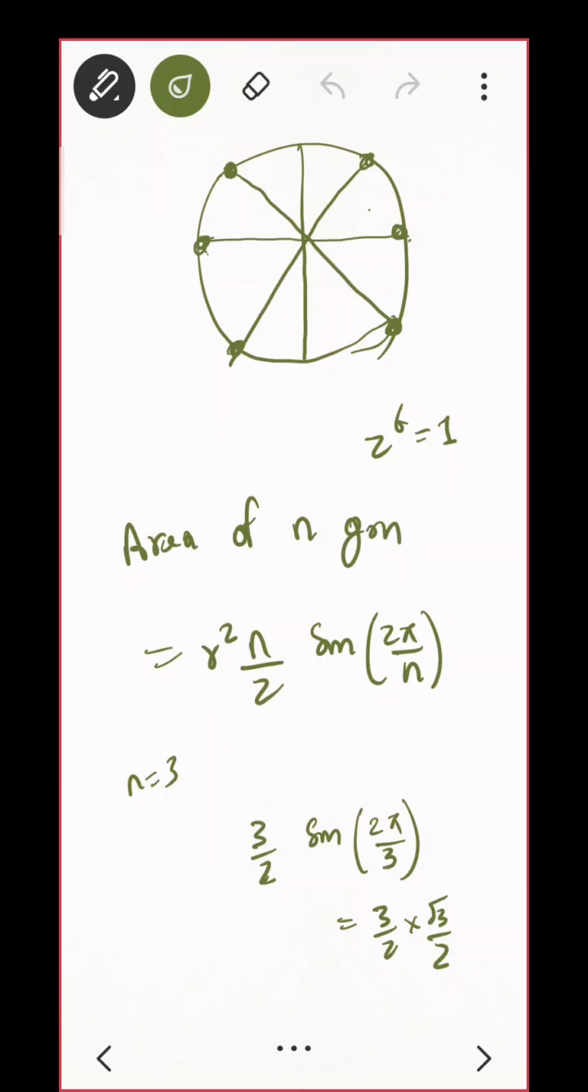And what will be the perimeter? Even for the perimeter there is a formula. I'll write both. Perimeter will be 2nr sine pi by n.